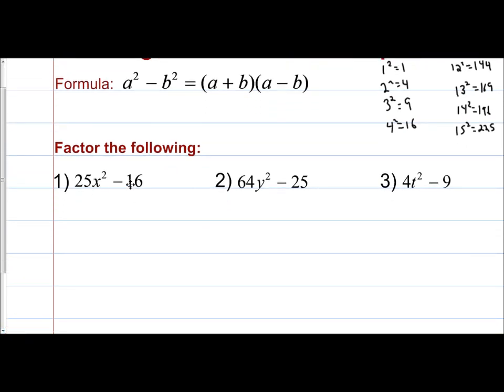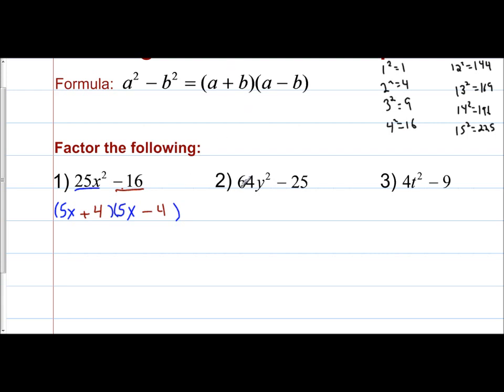I have 25x squared minus 16. There is no GCF there. So I see two terms, and I notice that 25 and x squared are both perfect squares. The square root of 25 is 5, and so you get 5x and 5x. I notice that 16 is a perfect square. The square root of 16 is 4, so you get 5x plus 4 and 5x minus 4. And that is the factorization of 25x squared minus 16.